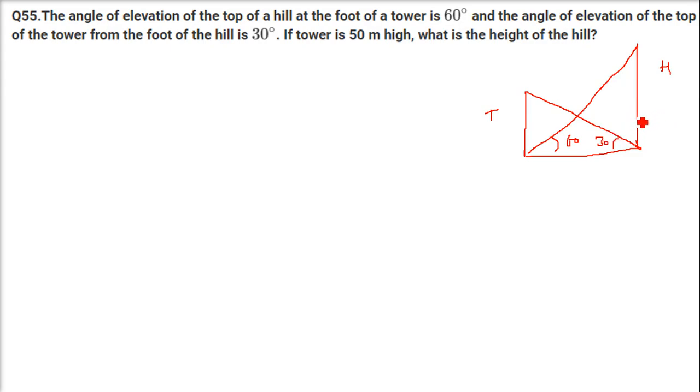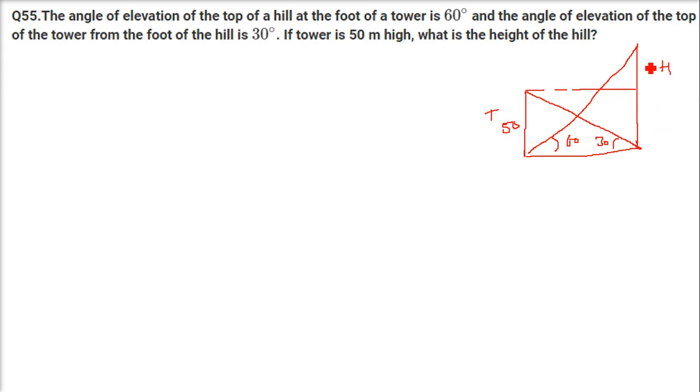We are going through with the flow of the question. We'll see whether we are doing it right or not. Now the angle of elevation of the tower from the foot of the hill: from the foot of the hill, the elevation is 30 degree. If the tower is 50 meter high, so this is 50 meter. We have to find out the height of the hill. So this is whole height.